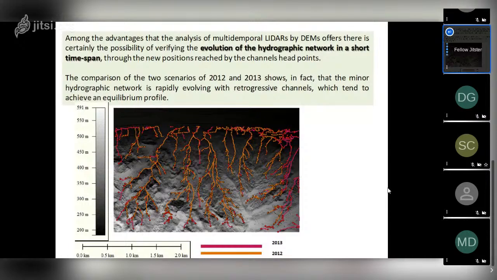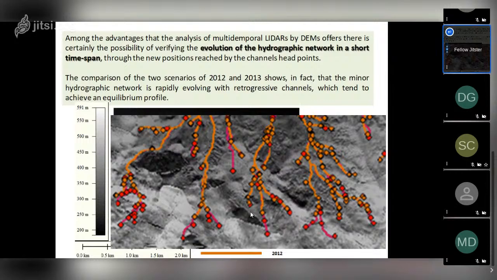Among the advantages that the analysis of multi-temporal LiDAR DEMs offers, there is certainly the possibility to verify the evolution of hydrographic network in a short time span. In this feature, I have projected the two hydrographical networks extracted by GeoNet algorithm, comparing the linear extension and the position of the channel head. In particular, in this zoom feature, we can see in orange the older hydrographical net with respect to the younger hydrographic net.